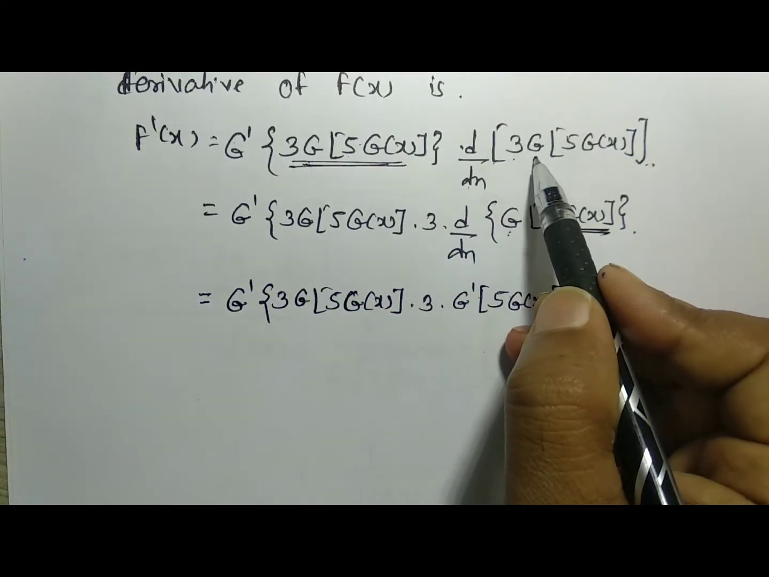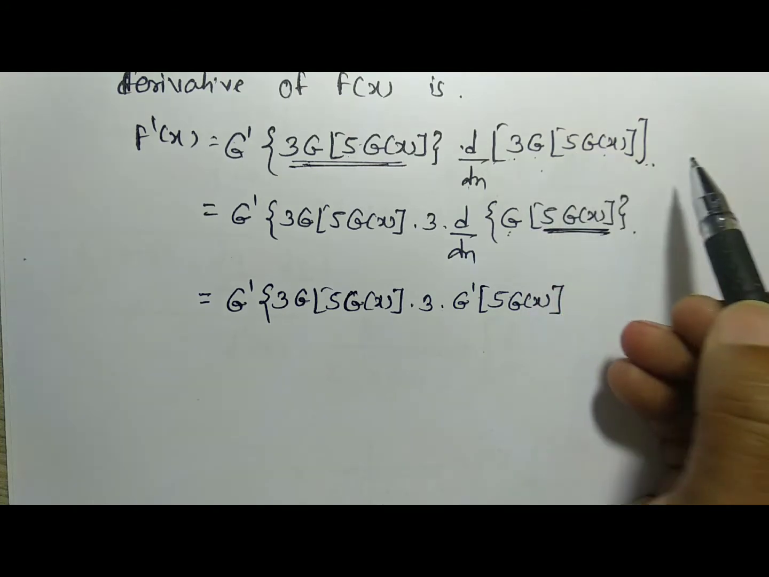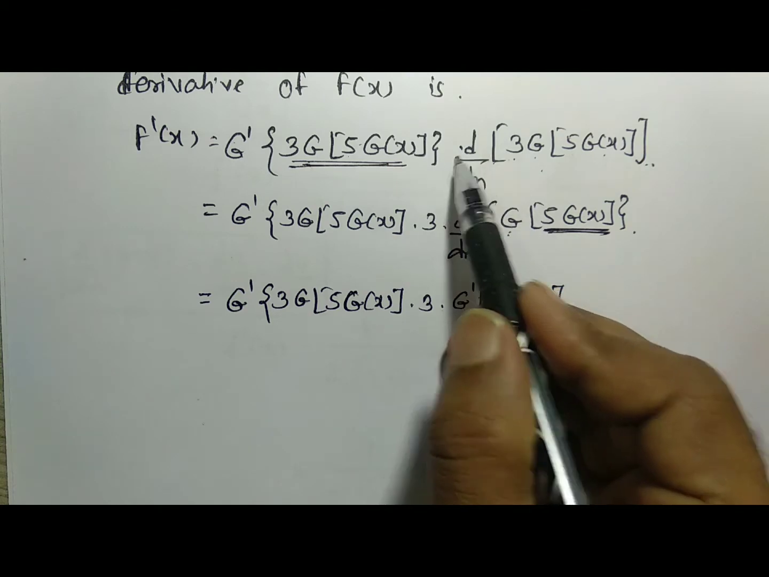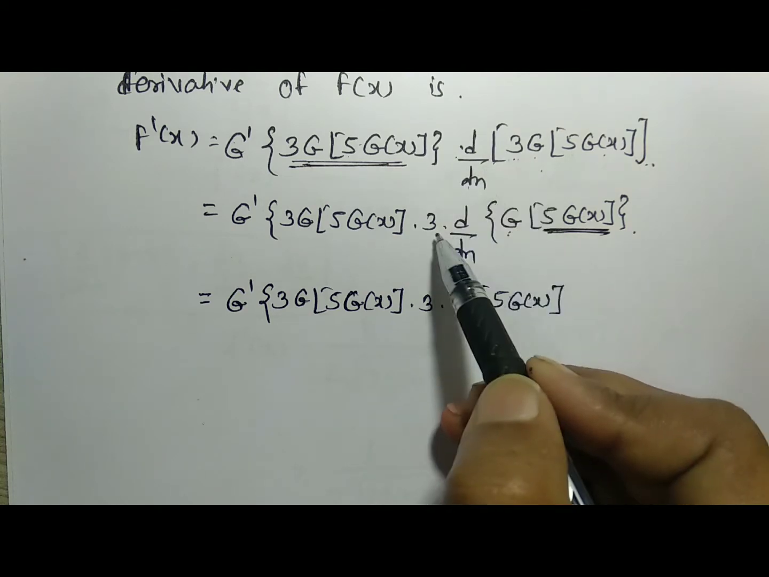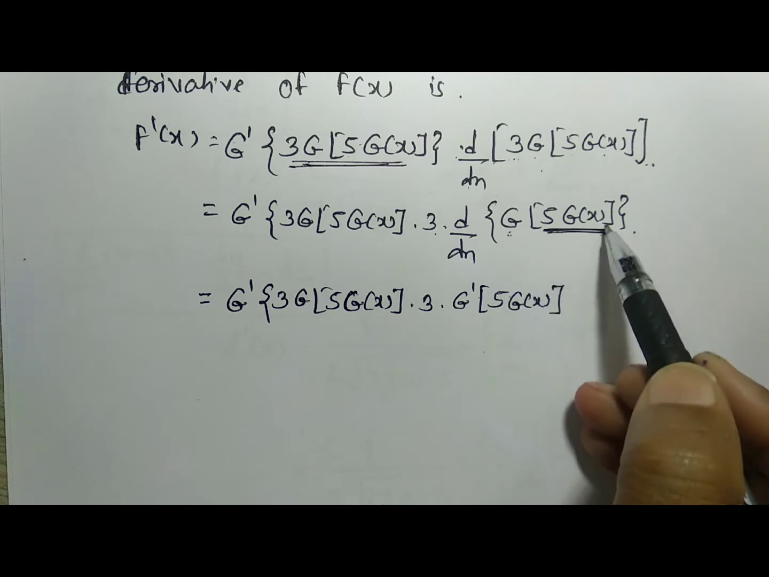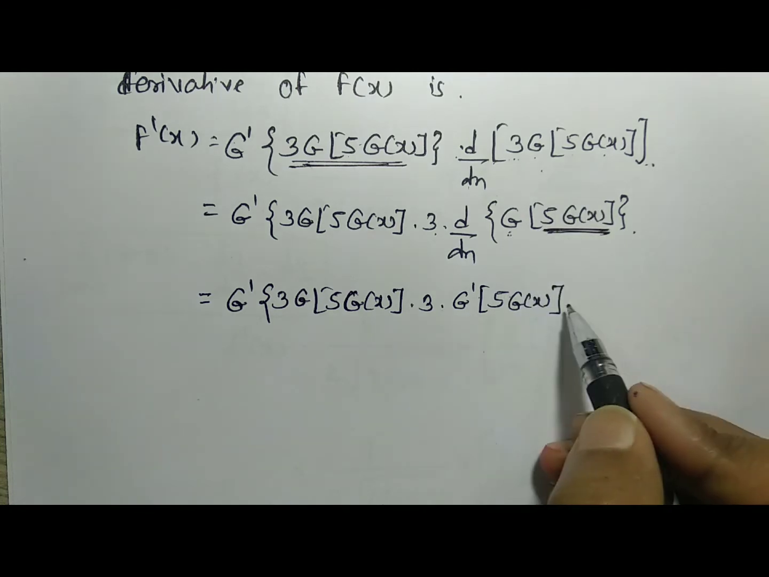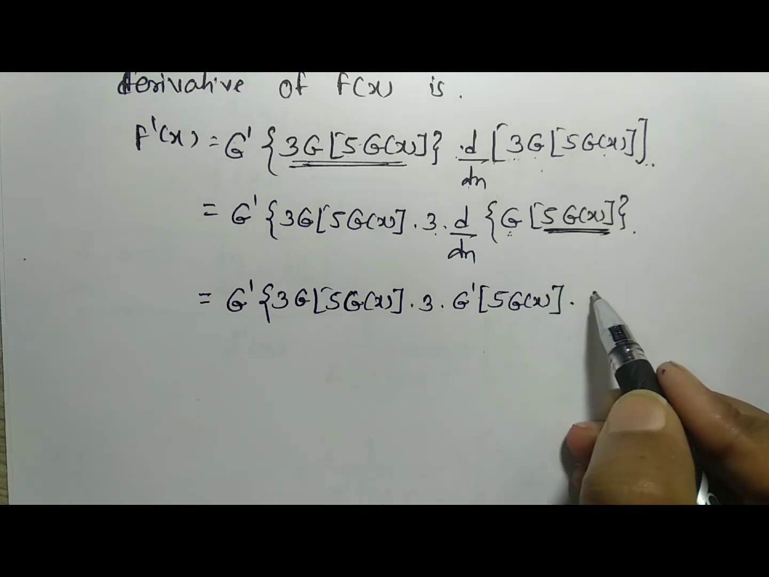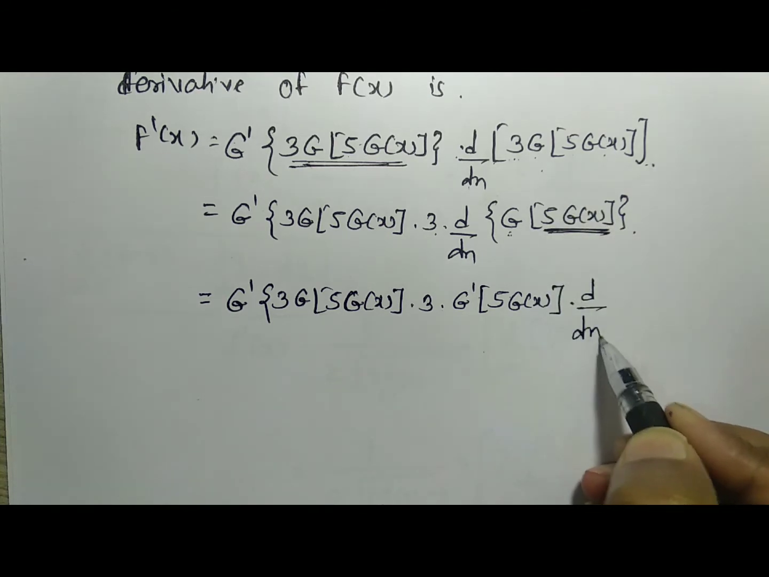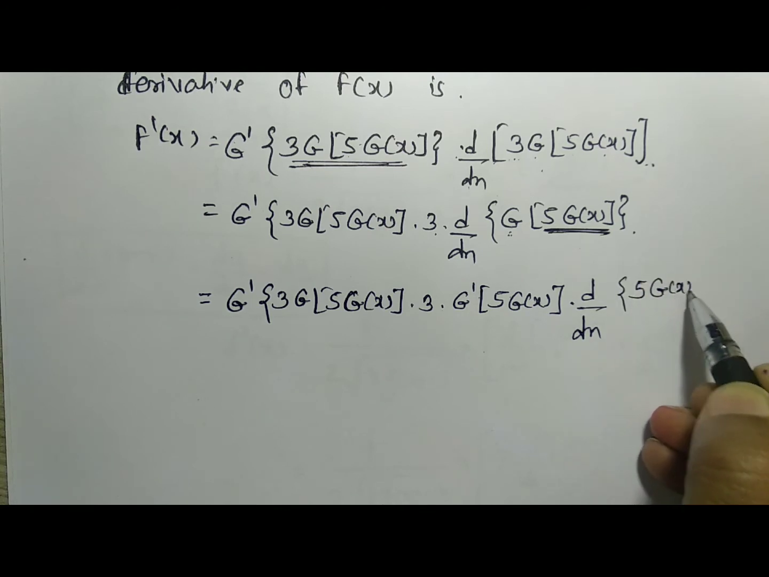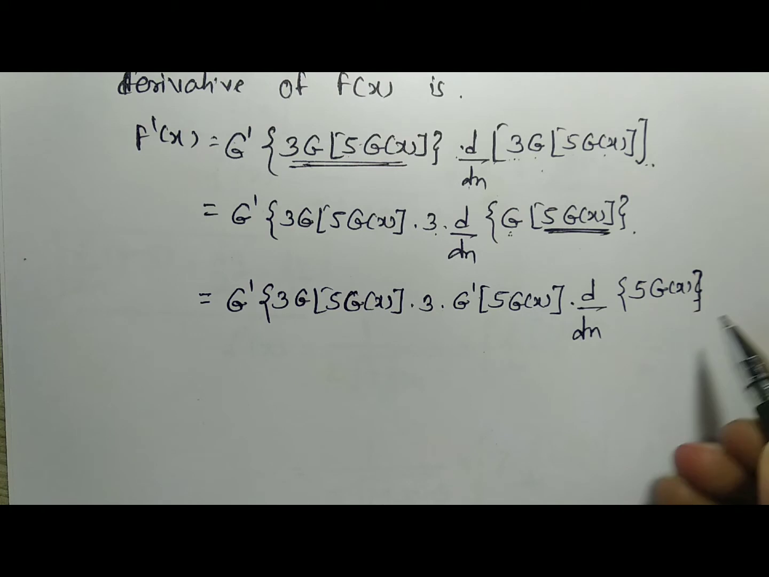Here we move to this remaining function, and the derivative of this is nothing but d/dx of 3 into g of 5g of x. Right now we take the 3 outside the derivative because it is a constant, and you take the derivative of this g and put the expression as it is, then multiply with the derivative of that expression, that means d/dx of 5g of x.